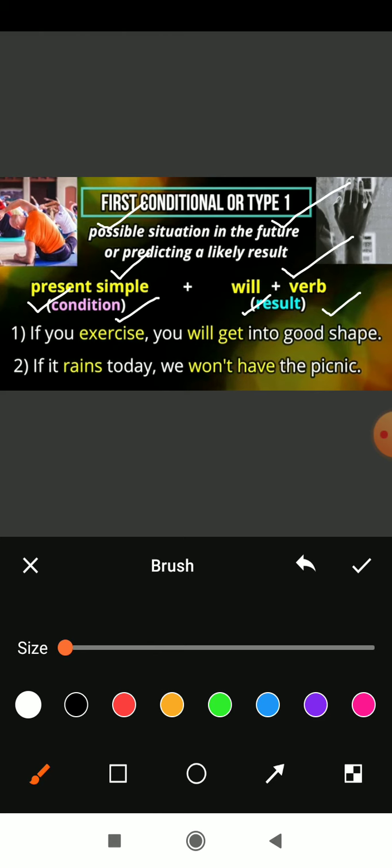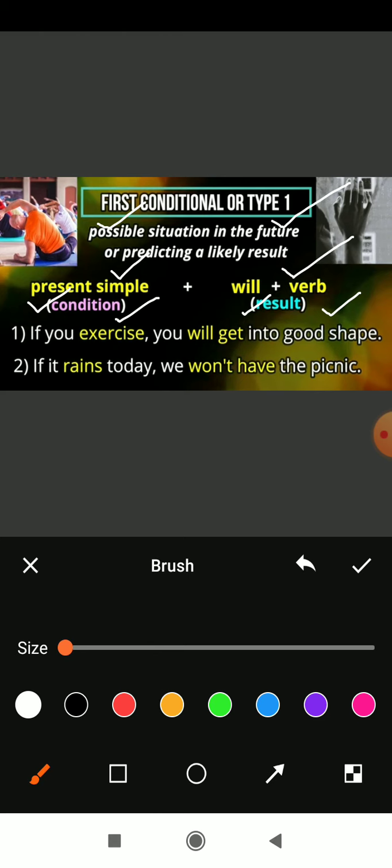Okay, when to use first conditionals? We use the first conditional when we talk about future situations which we believe are real or possible. I am reading once again, listen carefully. Side by side, keep making notes with you. So when to use the first conditional? We use the first conditional when we talk about future situations which we believe are real or possible.